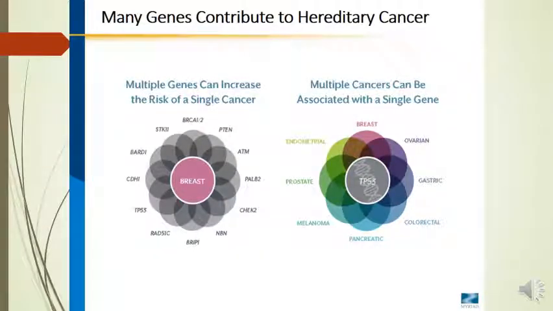In this slide, you can see that multiple genes can increase the risk of a single cancer. It's no longer just BRCA1 and BRCA2 that can predispose you to breast cancer. We see all these other genes now contributing to the cancer. And we also see that multiple cancers can be associated with a single gene. When we talk about the different types of testing for cancer, and about panel tests, we'll see how important it is to be able to test for many different genes in one test.